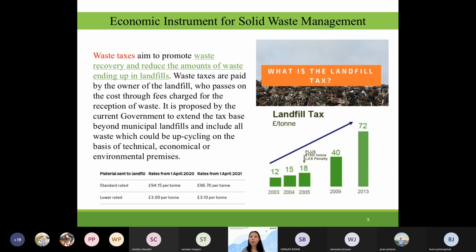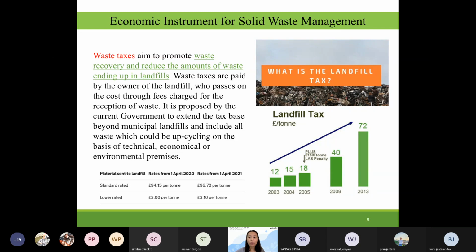Like investment cost, operation cost, and the certificate from local government. But nowadays, in some countries the government will charge a tax for landfill, because we know landfills produce a lot of greenhouse gas, right? Like methane, carbon dioxide, or other gases that cause global warming and climate change. It's an important issue. That's why the rates of the landfill tax tend to increase.